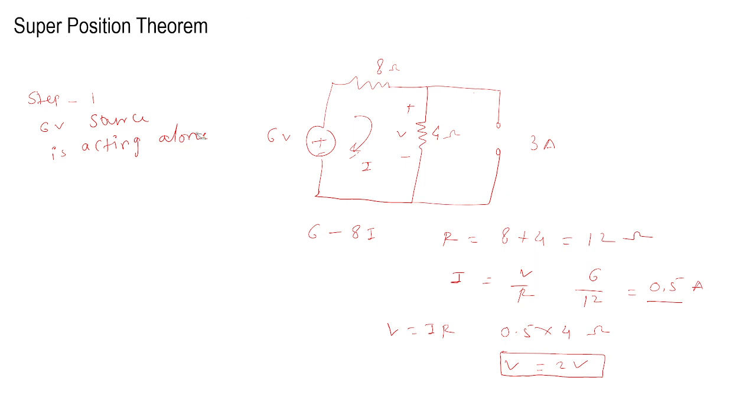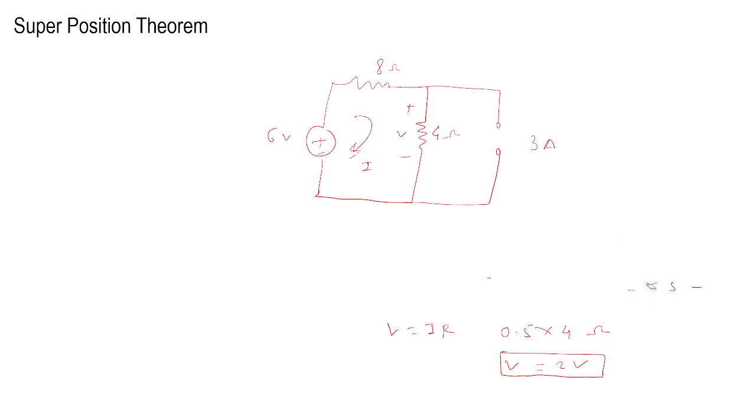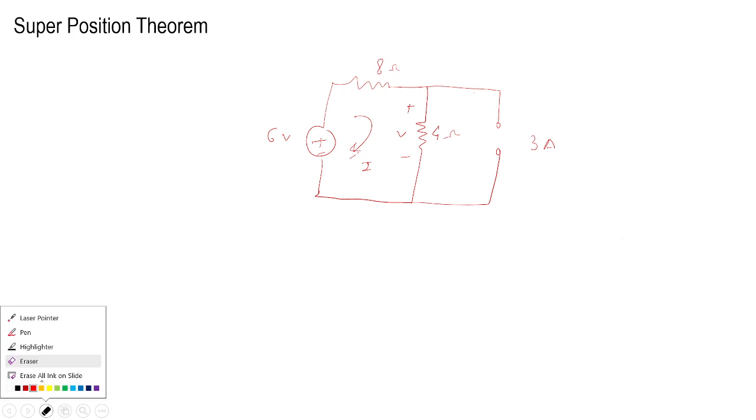See, in this example, step 2, I am going to explain. So this is a very basic example, that is for our understanding of superposition theorem. So now we are going to consider step number 2. In this step number 2, we will consider the 3 ampere current source is acting alone. So again you can see here.